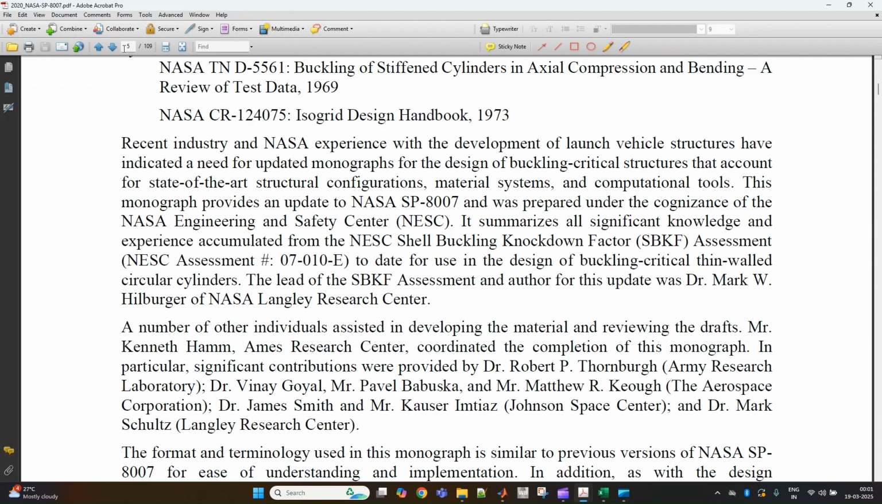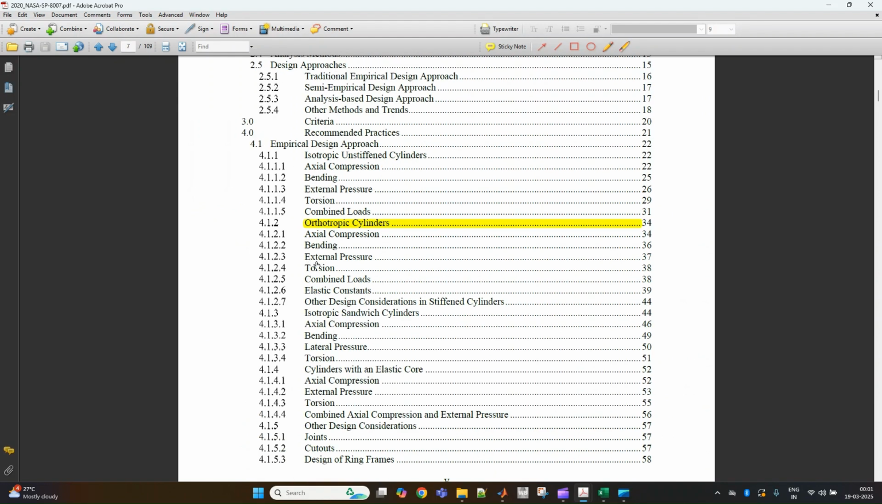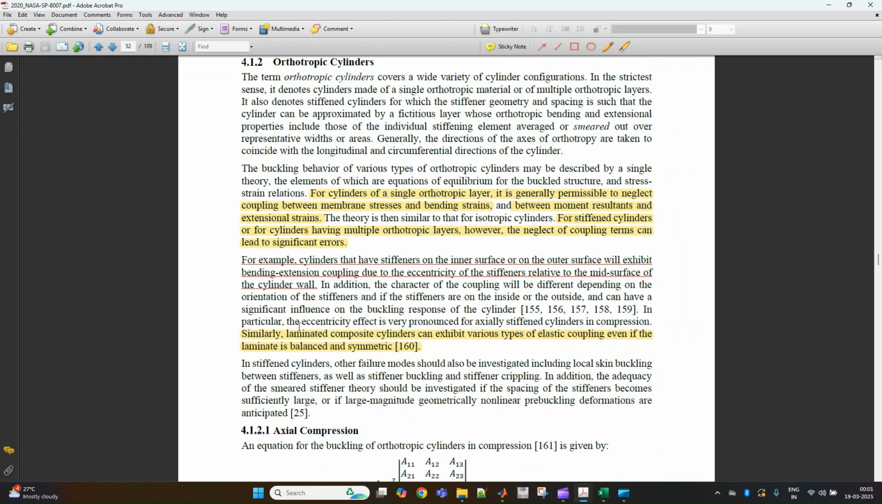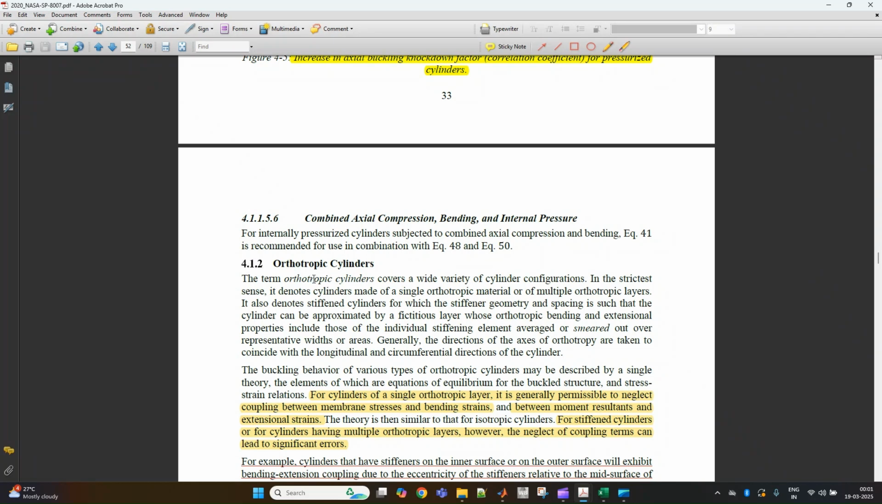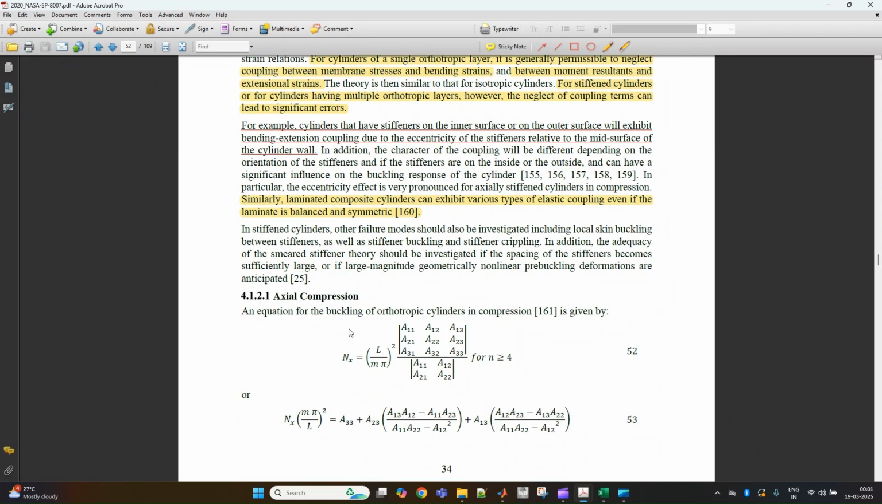The first revision of this document was published somewhere around 1968. But in this video, we are going to talk about the orthotropic cylinders, orthotropic meaning cylinders which are made up of composite material. So when we go to section 4.1.2, we come to the details of that. The material is fixed, as we have already said: the thin cylinder is going to be made up of composite. But the loading can be of different types, which can cause the buckling.